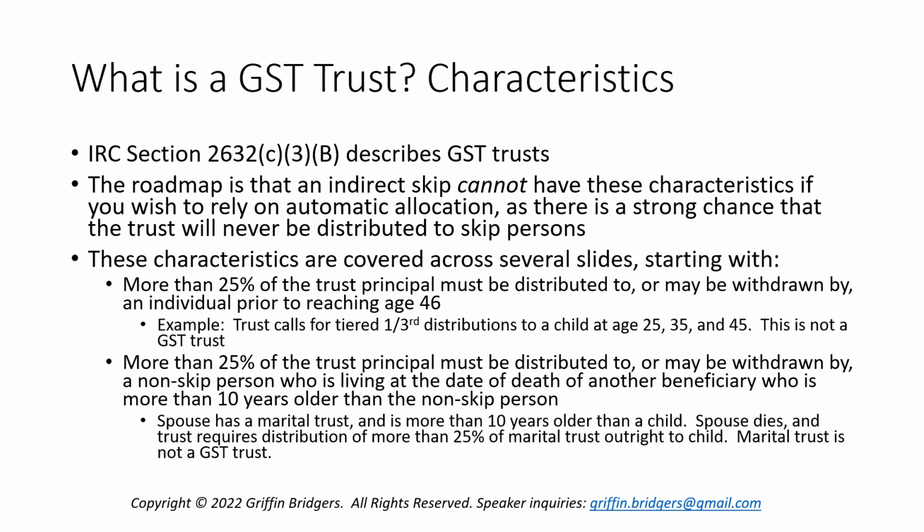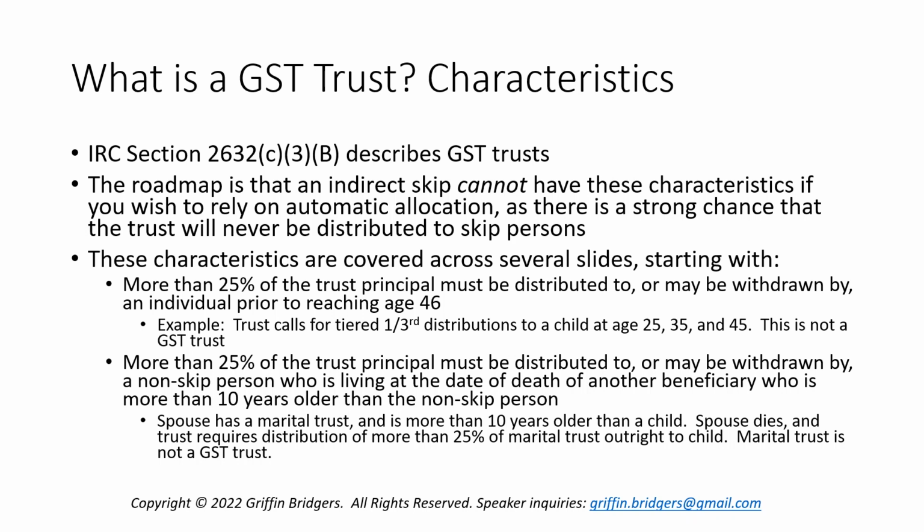The first is a situation where any individual prior to reaching age 46 has the power to withdraw more than 25% of the trust principal, or there's a mandatory distribution of more than 25% of the trust principal. An example of this might be the older trust you see that calls for a tiered one-third distribution to a child at age 25, 35, and 45. In that case, that might not be a GST trust.